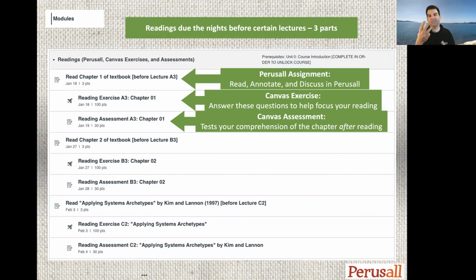And so each chapter has all three of those: a perusal assignment, which just tracks that you read the assignment; a reading exercise, which gives you a couple of questions to look out for as you're reading through the assignment; and a reading assessment to do after you've read it, which is a timed assignment to test your comprehension. And that's due just before that lecture starts.